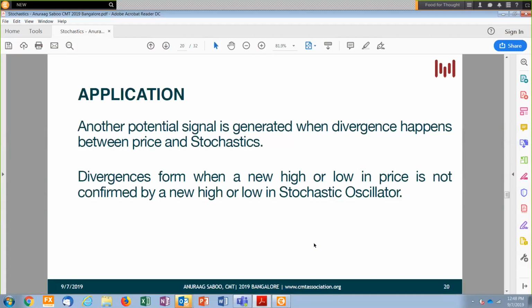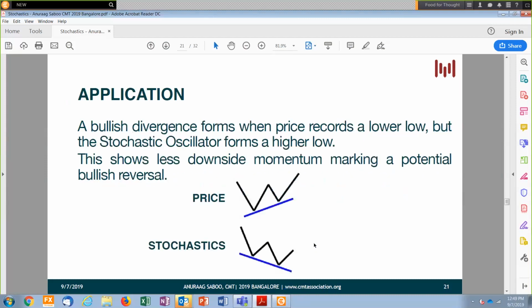Normally what we expect is that a new high or a new low should be confirmed by a new high or low in momentum also. So price high and momentum high should be in line. But if a new high in price is not confirmed by a new high in stochastic, or a new low in price is not confirmed by a new low in stochastic, that means stochastic is probably making a higher low. Then you are seeing what is known as divergence. And this is how it will look.